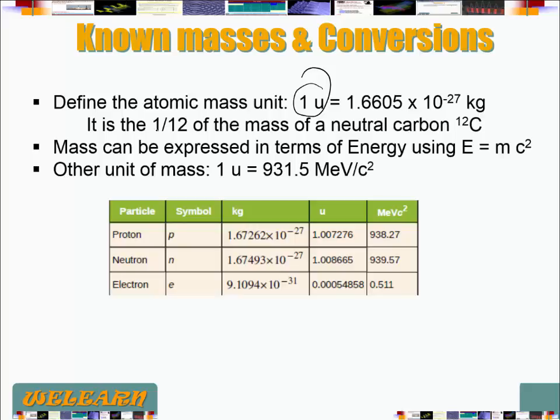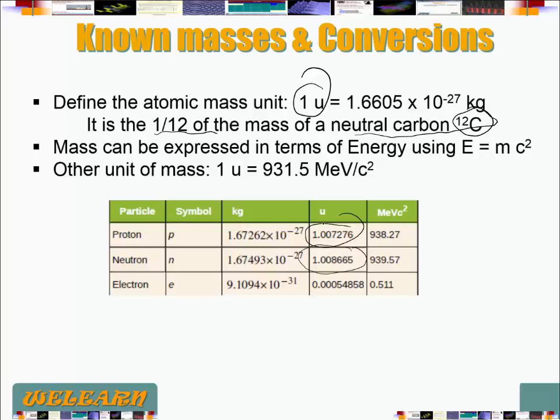It is actually 1/12 of the mass of a neutral carbon-12. Carbon-12 is a stable element, so 1/12 of that is what we call the atomic mass unit. A proton is almost one atomic mass unit. It's 1.007276. A neutron is about that same mass as well, but it is slightly different.